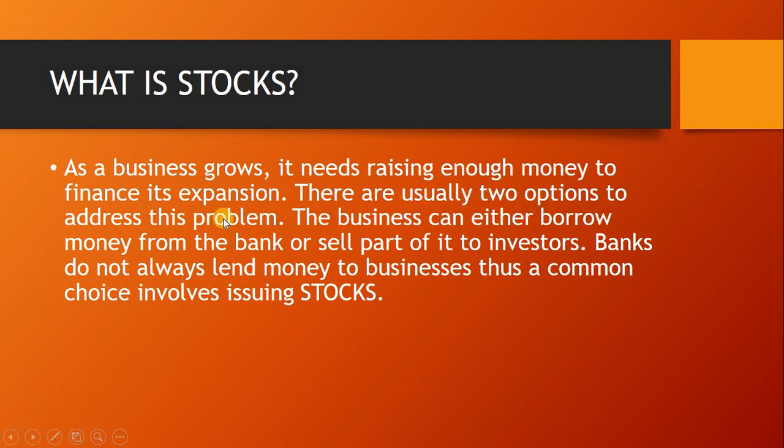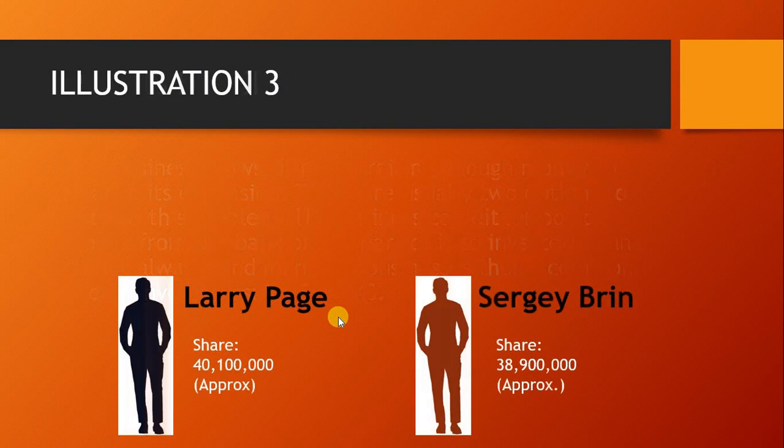There are usually 2 options to address this problem. The business can either borrow money from the bank or sell part of it to investors. Banks don't always lend money to businesses. Thus, a common choice involves issuing stocks. Let's look at the third illustration.